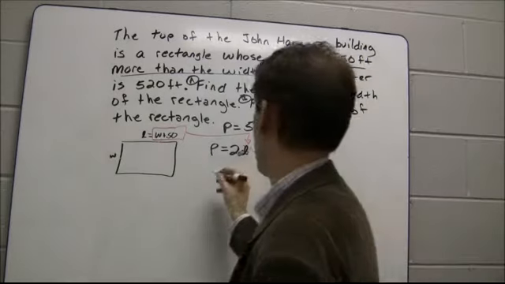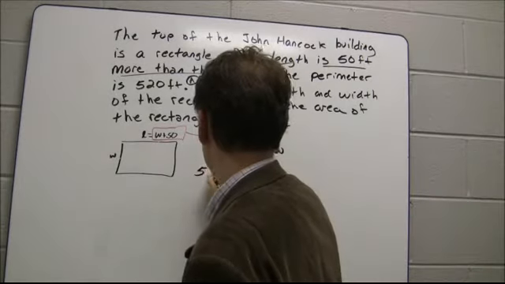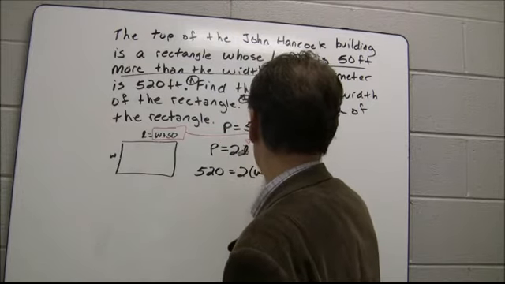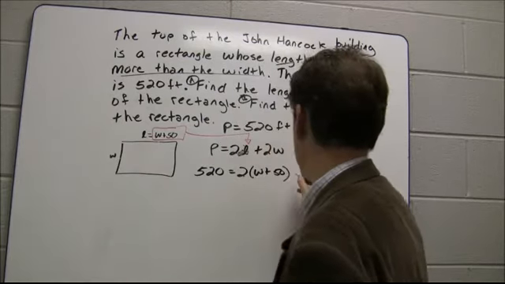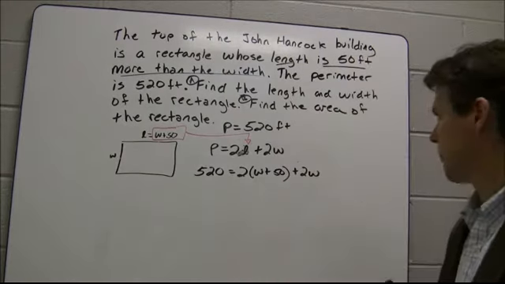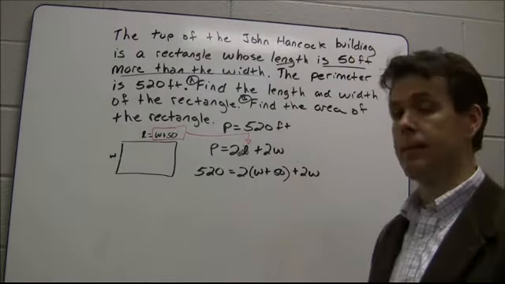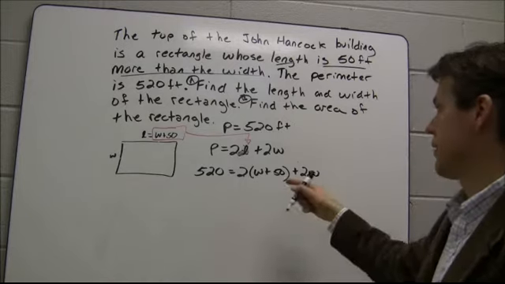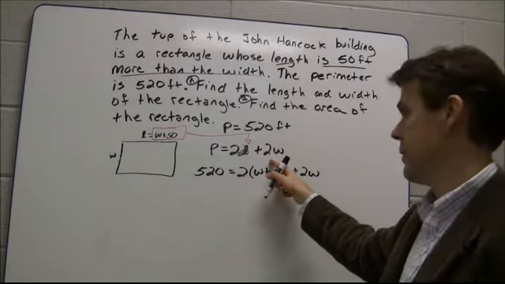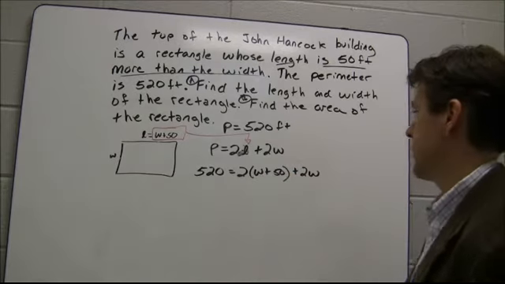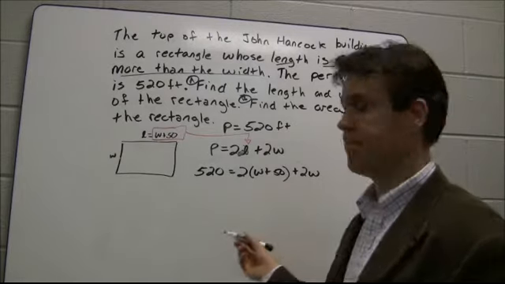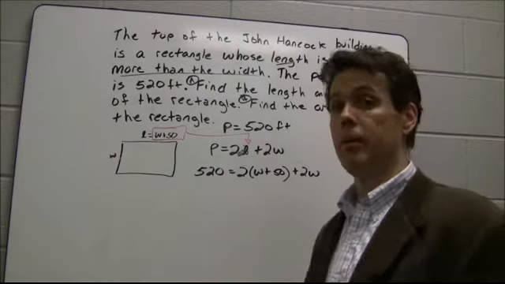So we have 520 equals 2L, which is 50 plus W, and then plus 2W. Okay? That's the hardest part of the problem, I think, is making that connection. So you need to know the perimeter of a rectangle, P equals 2L plus 2W, and then plug in the given information. Now what do we have? Now we just solve this equation for W, which is generally the easier part of the problem.